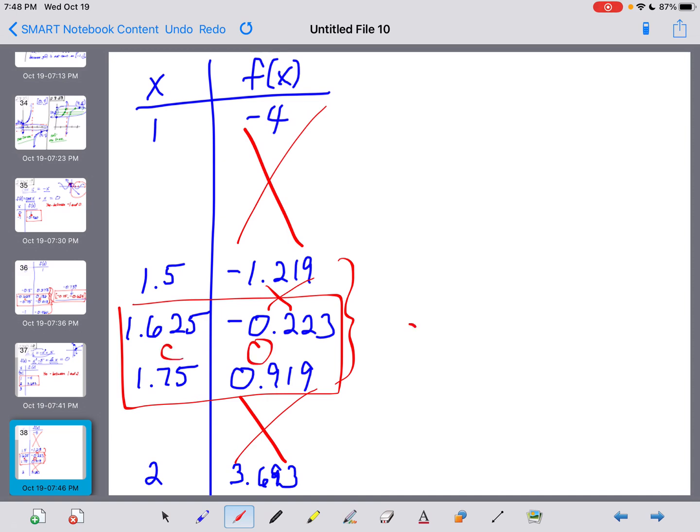So the interval on which this solution exists is from 1.625 to 1.75. The directions just said to whittle this thing down to an interval length of 1/8, which is 0.125. That's good enough. If they wanted us to, we could go further, but I think that does a pretty good job of giving us the point of how the bisection method works. So that's problem 20.